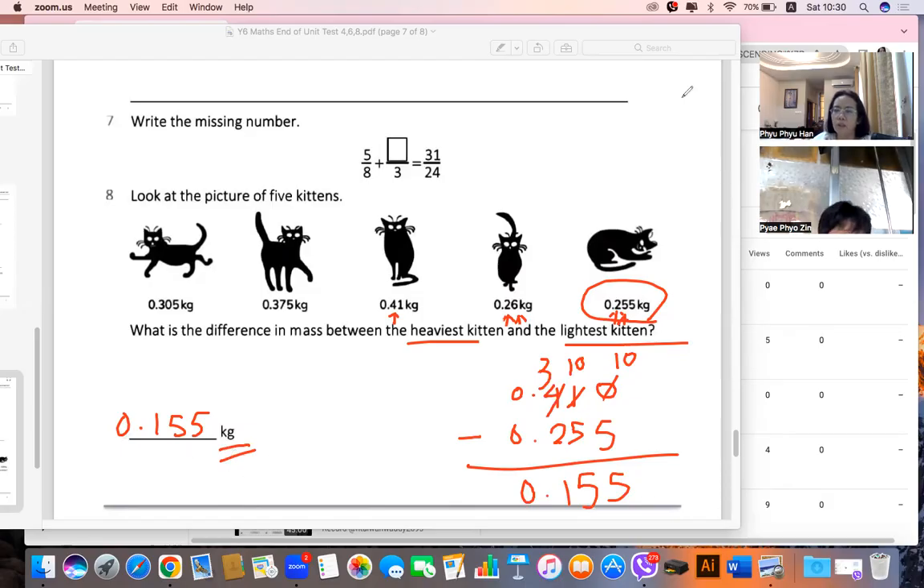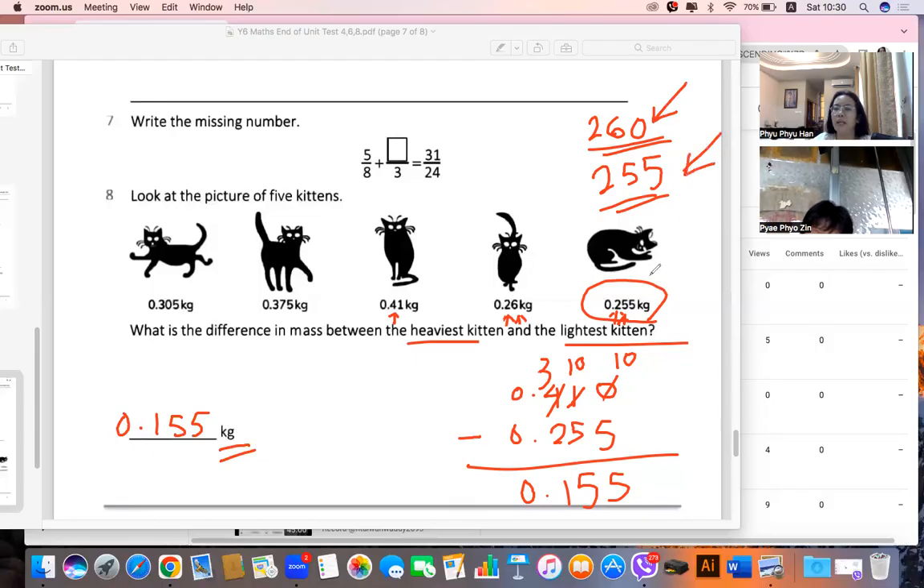So you do not confuse 260 and 255. Which one is bigger? 260 and 255, which one is bigger? Two six zero. Yes, 260 is bigger and 255 is smaller.